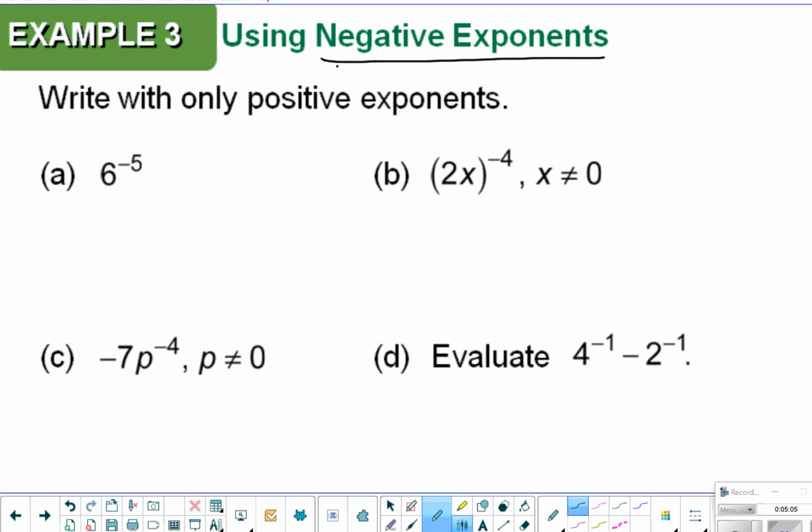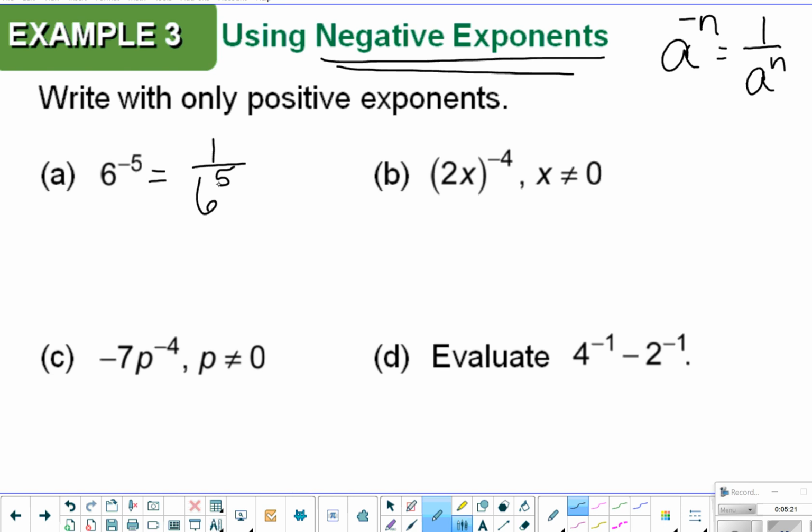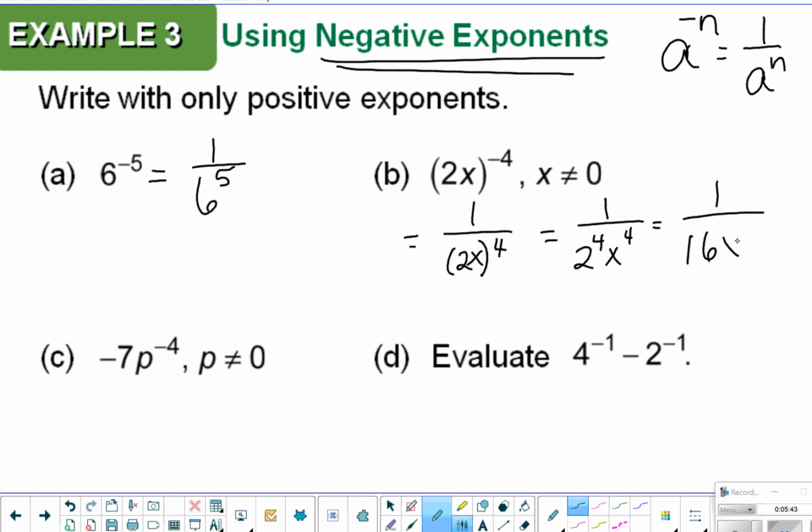This one focuses on that negative exponent rule. So if I have a to the negative n, it becomes 1 over a to the n. So just like the rule we just talked about, this will equal 1 over 6 to the positive 5. This negative 4, well, let's not even talk about that. Let's just move it as 1 over, keep my parenthesis, 2x raised to the positive 4. And then we can distribute, in a sense, and I get 2 to the 4th, x to the 4th. 2 to the 4th happens to be 16, so this would simplify into 1 over 16 x to the 4th.